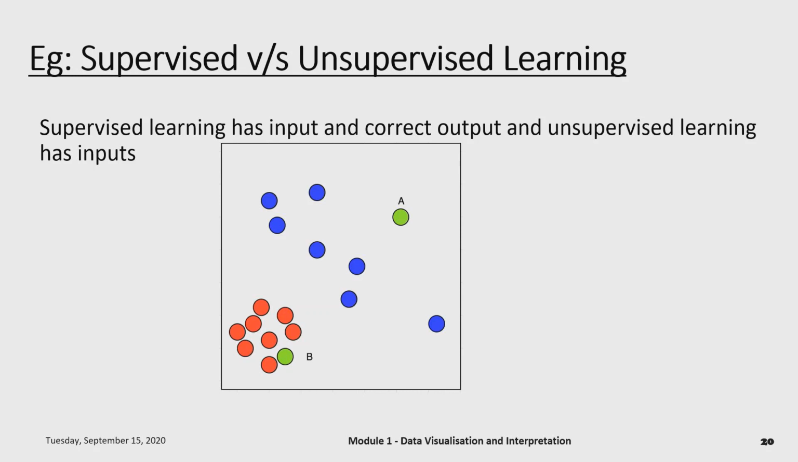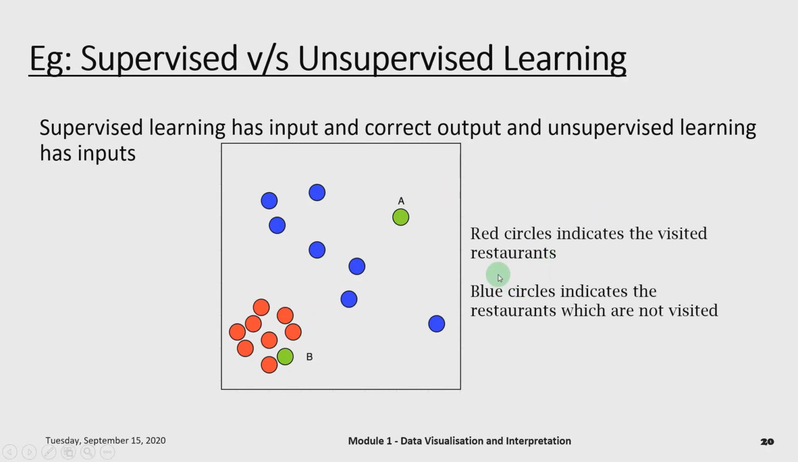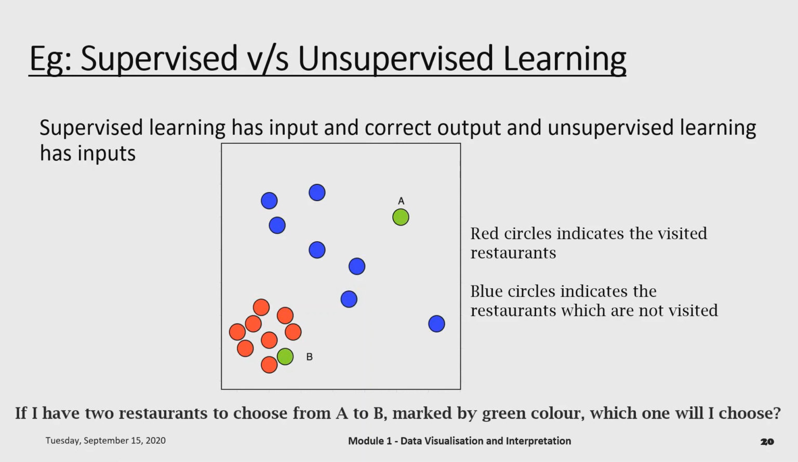Suppose for this example, you are having this kind of data wherein red circles here would indicate the visited restaurants, right? A person who has visited these restaurants, whereas blue circles indicate the restaurants which are not visited. Now the problem statement, right? We always will be having a problem statement wherein we'll be finding an optimal solution, right? We will be finding a more accurate answer while predicting.